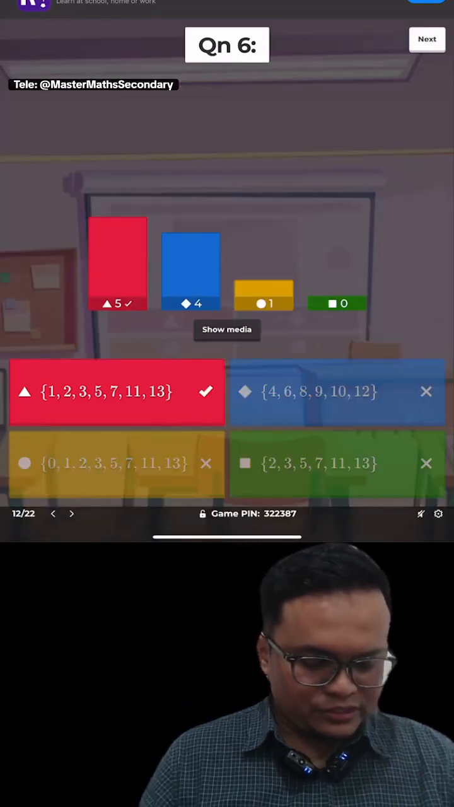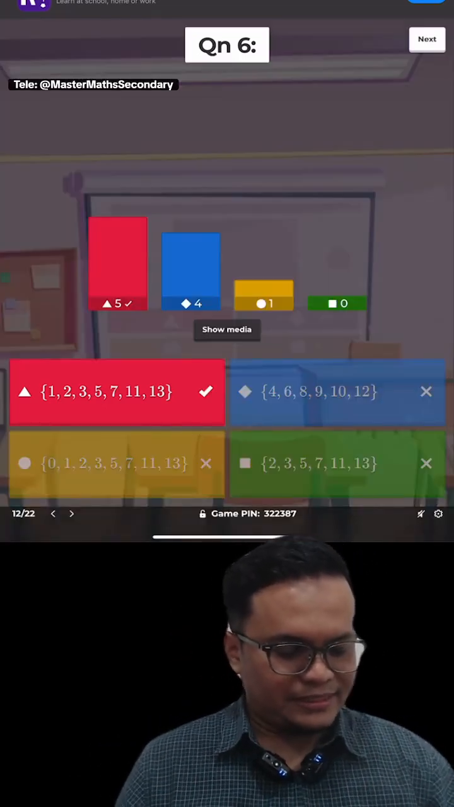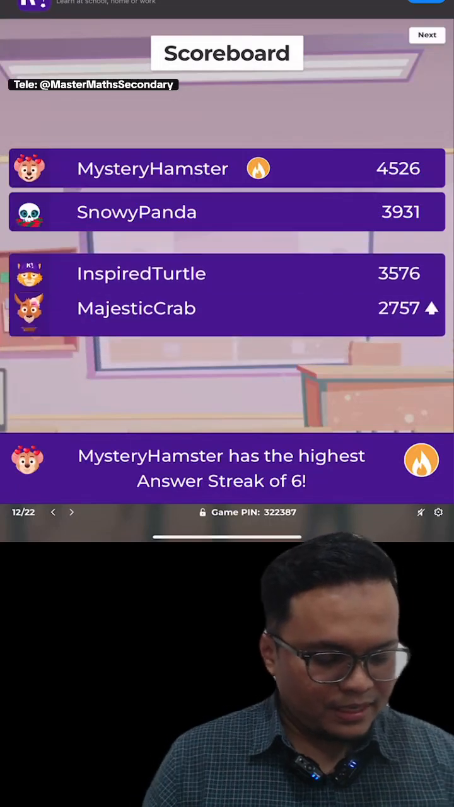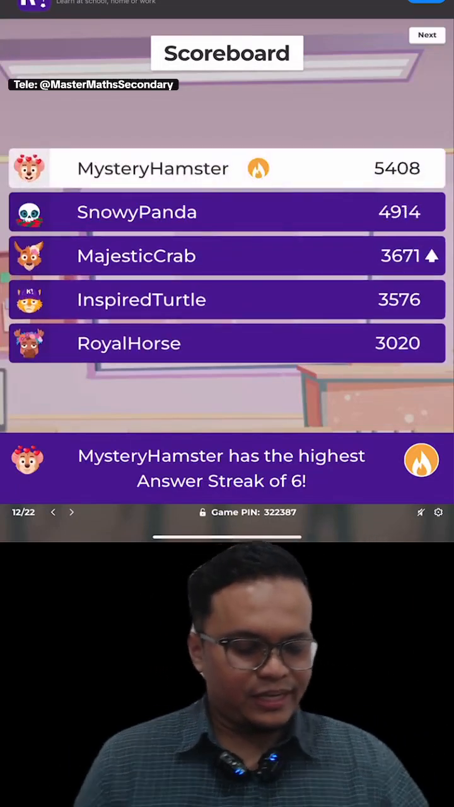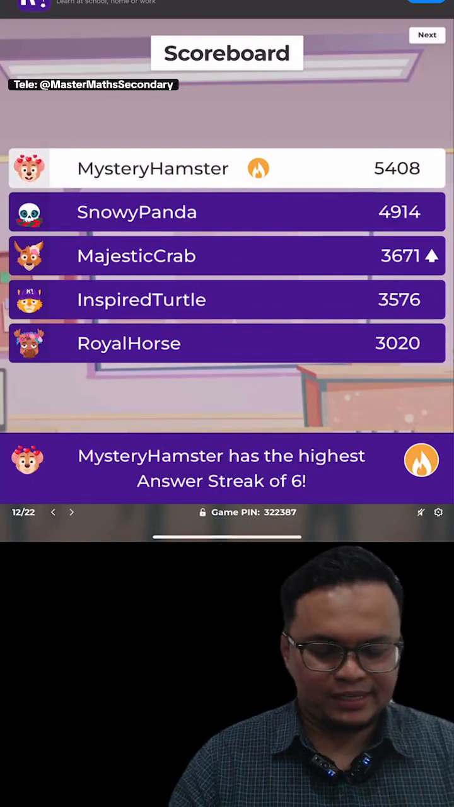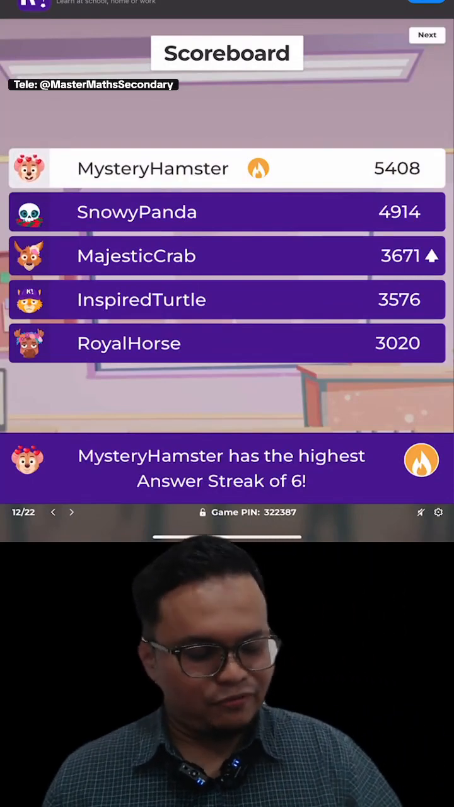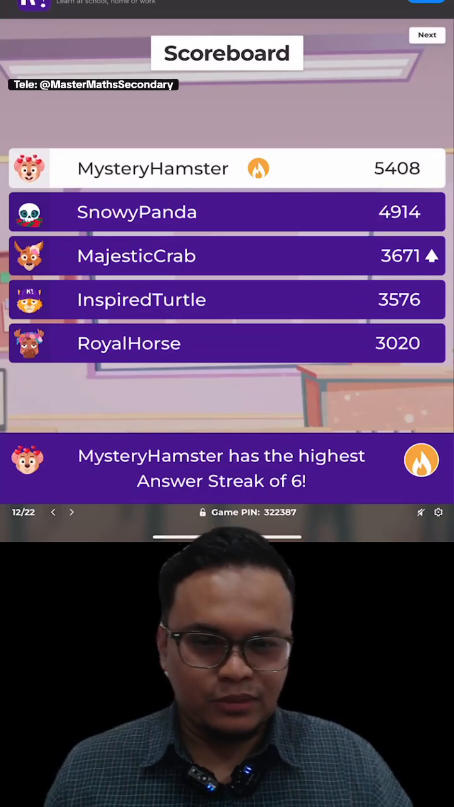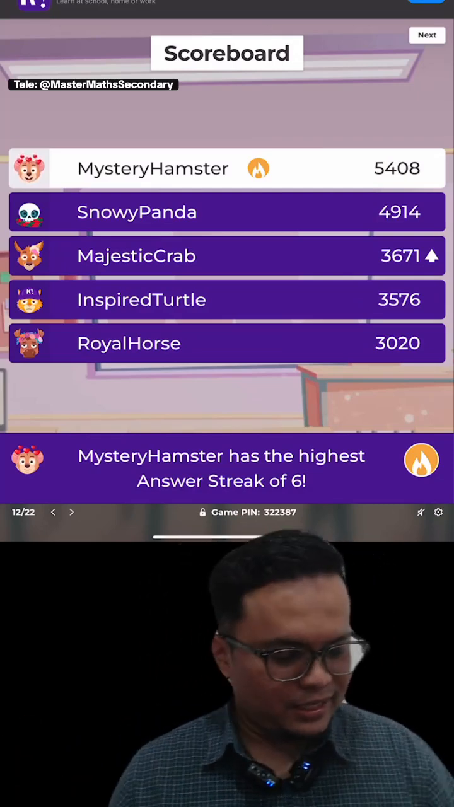Most of you got this correct. Well done. Let me explain how this is done. Oh, Mystery Hamster still retaining his or her position. Snowy Panda is second. Majestic Crab is coming from nowhere, creeping into, or crawling, crabs crawl, into the top 3.